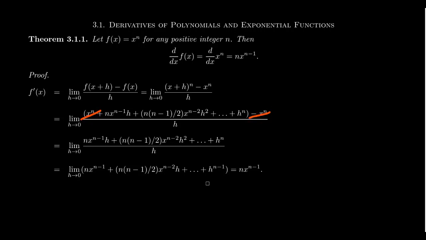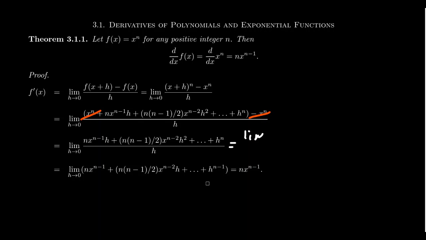And so now the first term in our sequence is going to be n x to the n minus 1 h. You'll notice this resemblance to the formula right here. Well, since you cancel out the x to the n's, everyone else in the numerator is divisible by h. Notice you have an h, you have an h, you have an h, you have an h. And so we could factor each and every one of those h's out of the expression.